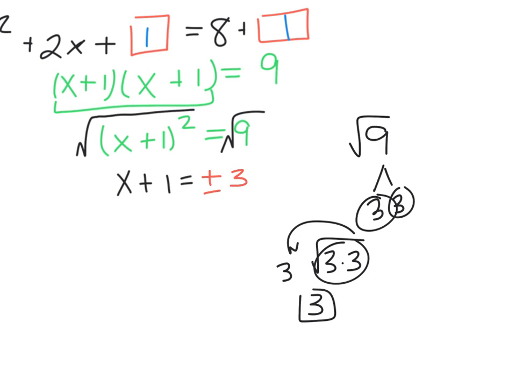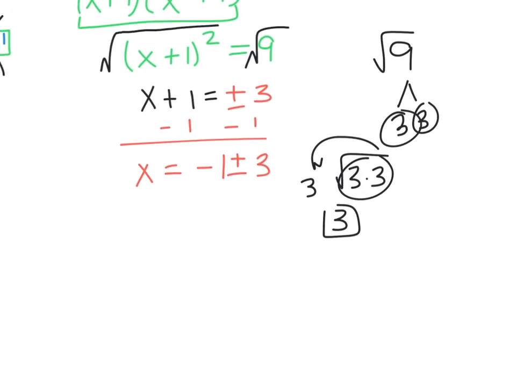Now, the only way to get rid of that plus 1 is to take away 1. Take away 1, take away 1. I get x equals negative 1 plus or minus 3. So here's the thing. We actually have some nice numbers here. What I'm now going to show you is how we can simplify and break apart this expression. The reason why we're saying plus or minus is because we're taking into account 2 possible real number solutions for our quadratic. I'm going to break it apart.